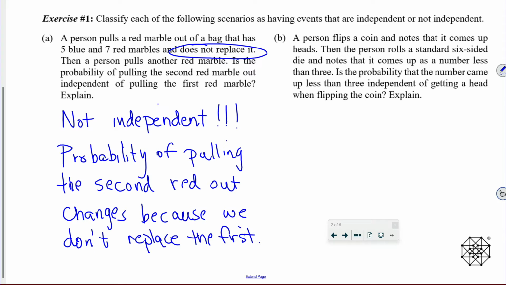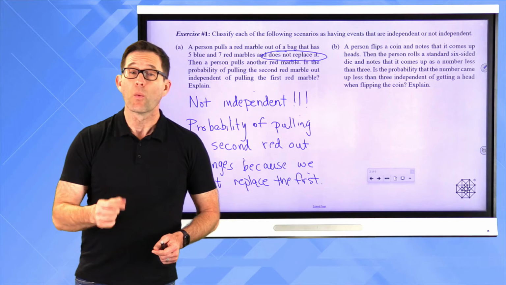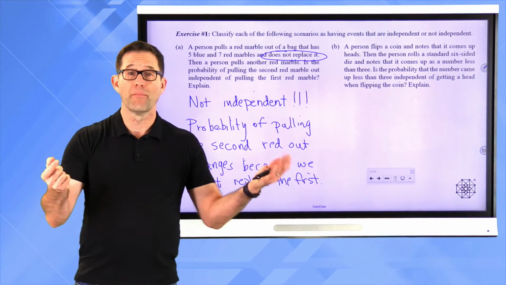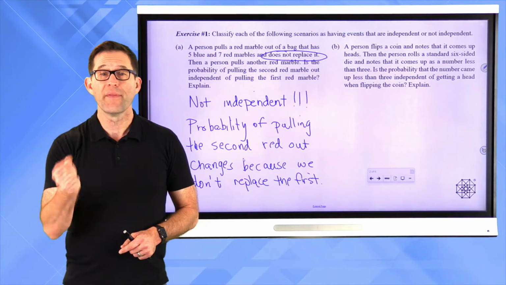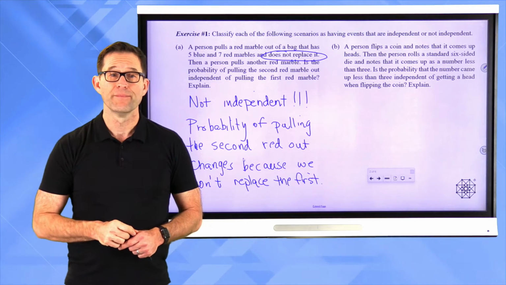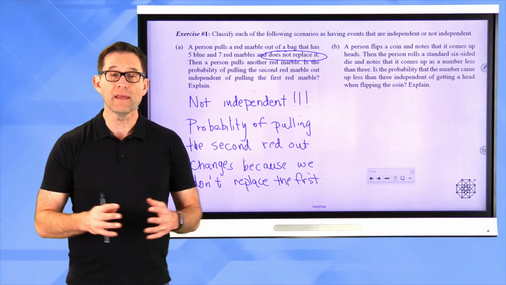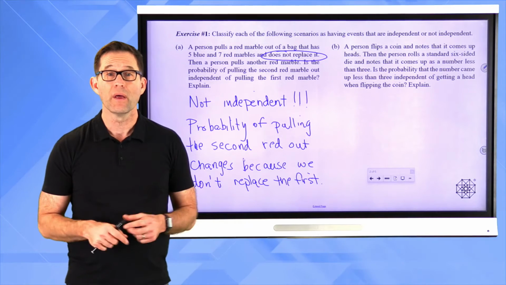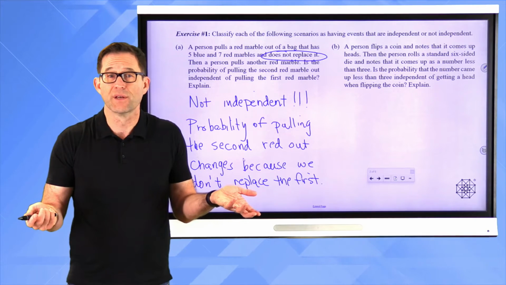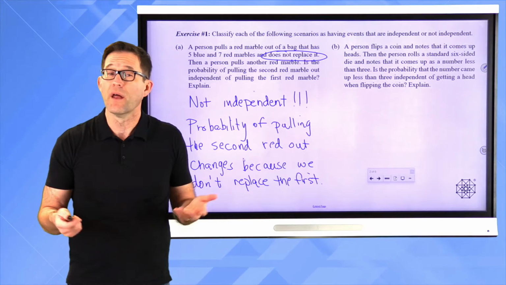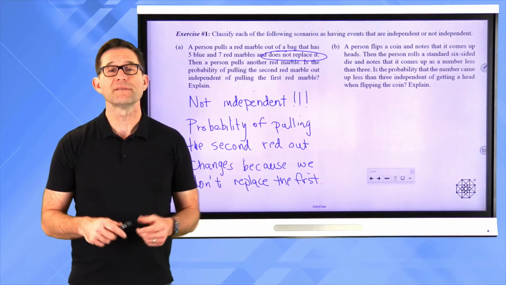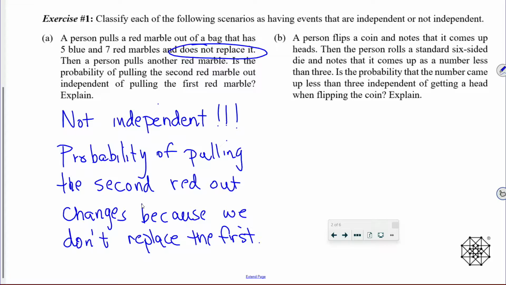Now you could see the scenario though, where I pull a red marble out, the probability of doing that is 7/12, and then I drop it right back in the bag. And then pulling that second red marble out is completely independent of pulling the first one out because the probability is still 7/12. Nothing will have changed. Let's take a look at scenario letter B.